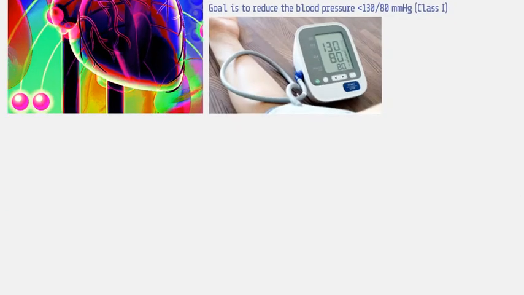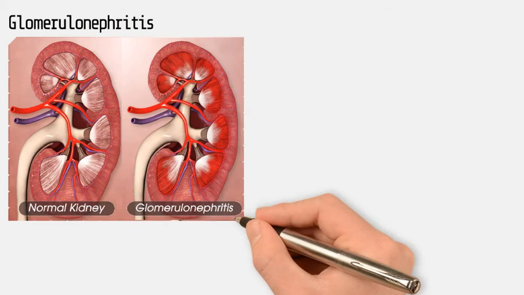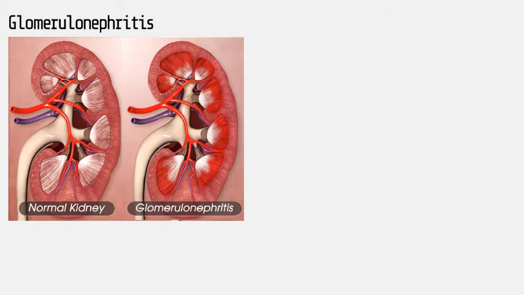In this picture you can compare the normal kidney to the kidney of glomerulonephritis. Glomerulonephritis is the inflammation of glomeruli. Glomeruli remove excess fluid, electrolytes and waste from your bloodstream and pass them into your urine.